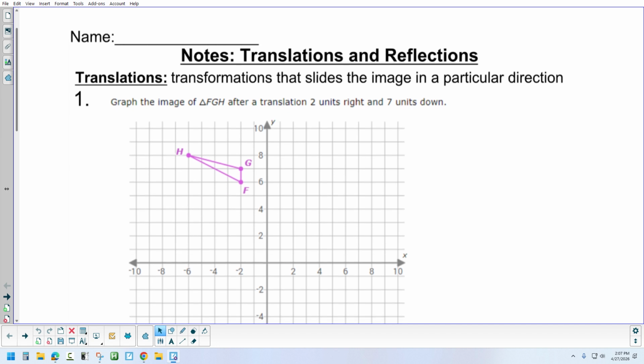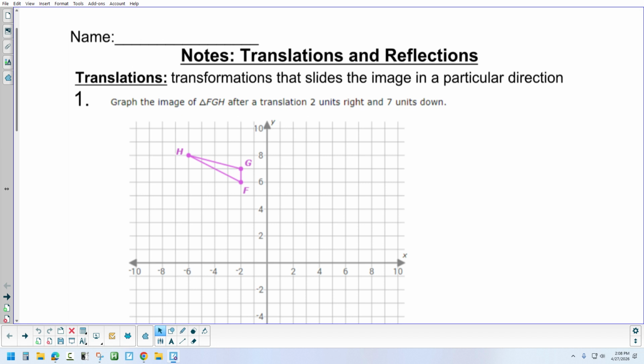So it says to graph the triangle FGH after you move it 2 units right and 7 units down. So that's a translation. When I take that triangle and move it 2 units right and 7 units down, is it going to flip? When you move 2 units right and 7 units down, does that flip it? No, it doesn't. It's just going to take it and slide it. That's what a translation is. Okay.